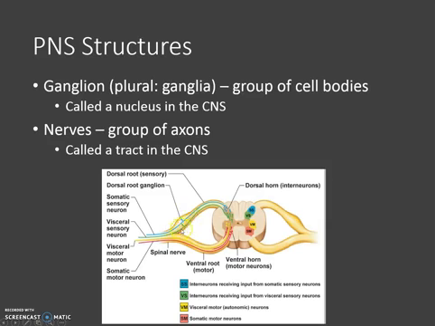In the central nervous system, a group of cell bodies was called a nucleus. And then the nerve is just where the axons of multiple neurons are bundled together. It was called a tract in the central nervous system.